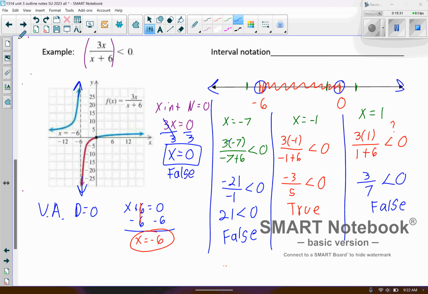Okay, so my interval notation is going to be numbers between -6 and 0, but not including them, so that's why we have to put those parentheses.